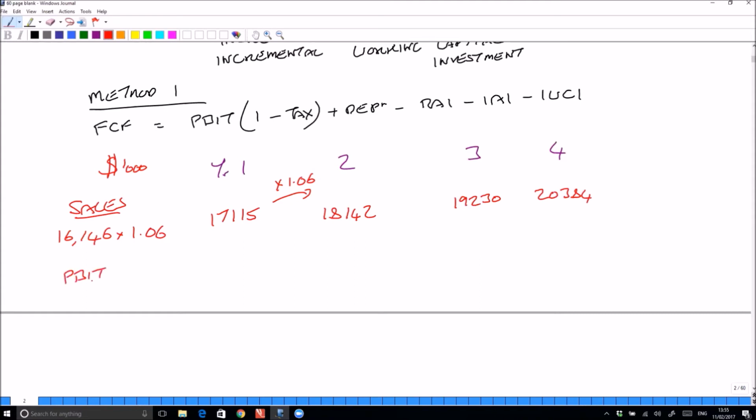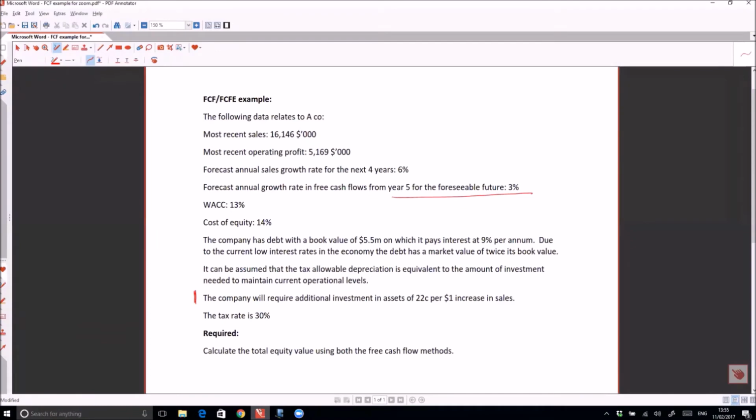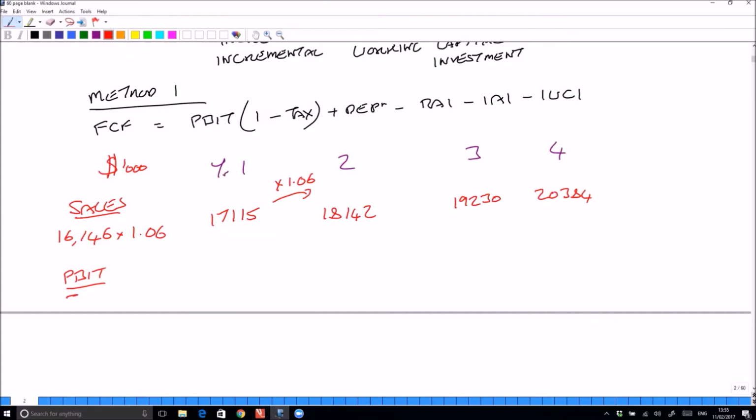Well, we can now calculate the profit before interest and tax. And we could have just done this, but we know we're going to need the sales figures for, yes, the additional investment in assets. And what was the figure we're given for the current profit before interest and tax? Well, it's that 5169, isn't it? And so let's use that. And as we said, assuming the operating margin staying the same, if the sales are growing at 6%, well, this will grow at 6%, won't it? And so what do we get here?